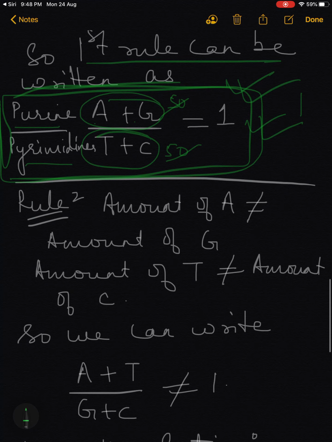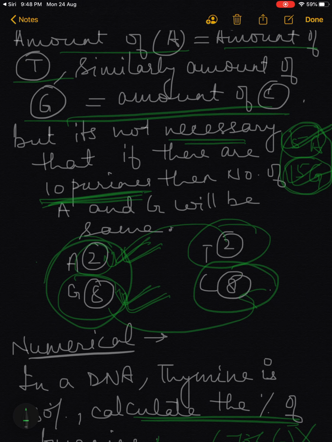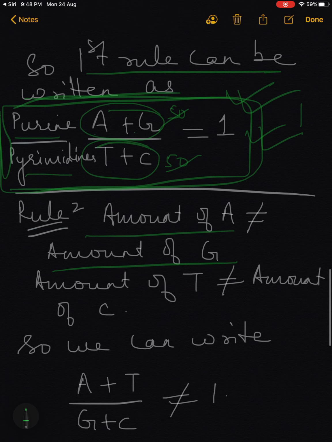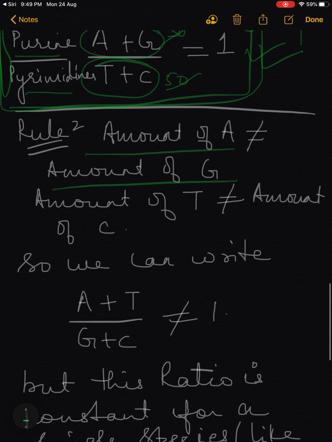Now rule number 2 says the amount of adenine is not equal to the amount of guanine. I just showed you here that it's not necessary that adenine is equal to guanine. I said that it could be that adenine is 2 and guanine is 8. So what are we saying? Adenine is not equal to guanine. It's not necessary that A is equal to G, and similarly it's not necessary that T is equal to C.